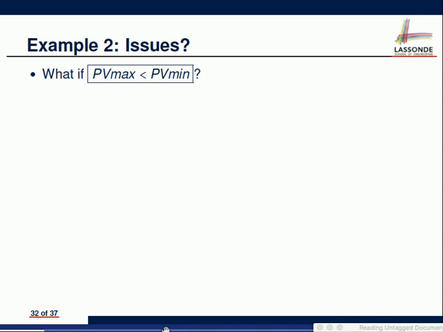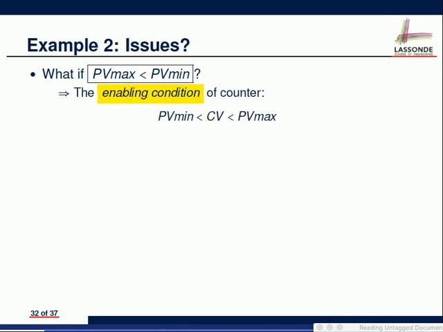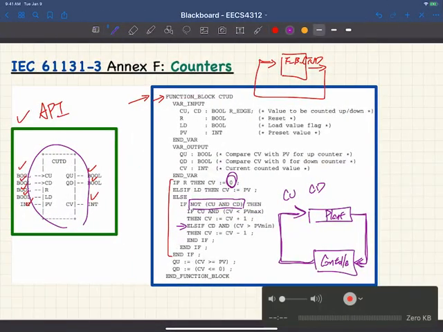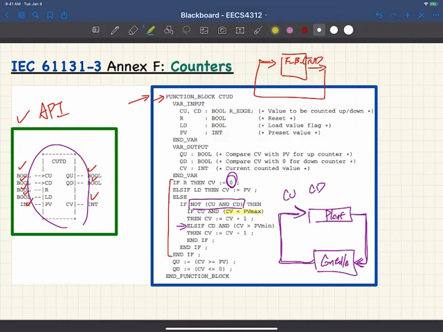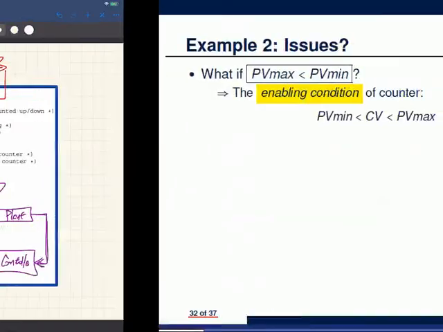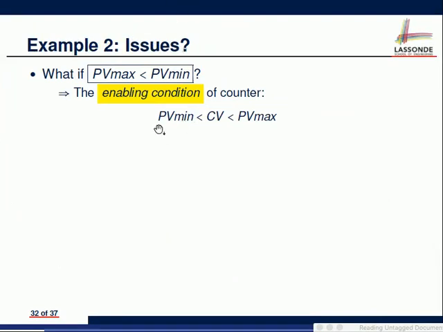Okay, let me help you just a little bit more. Think about the enabling condition. What's the enabling condition for the counter? Well, if you look at that, let me show you. The enabling condition is such that, right? So these are the two. CV must be less than PV max, and CV must be larger than PV min, right? That's kind of implicit from the code. So now, let's say we have this, what will this turn out to be?